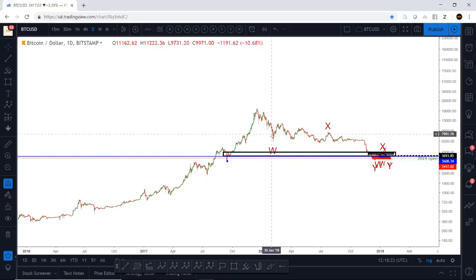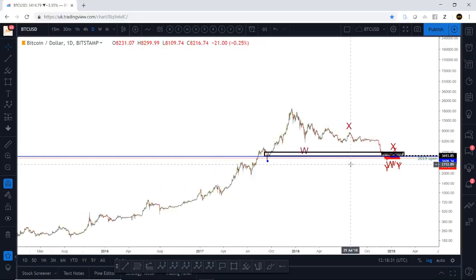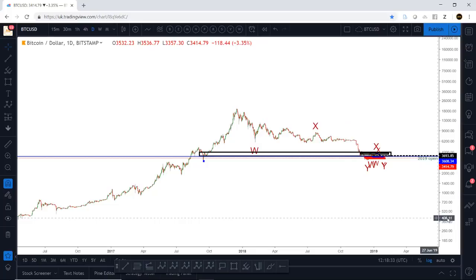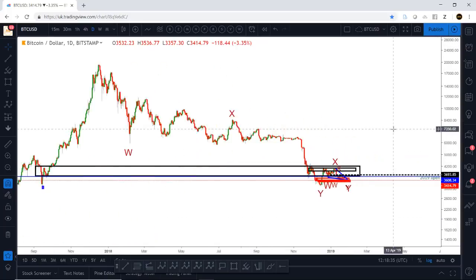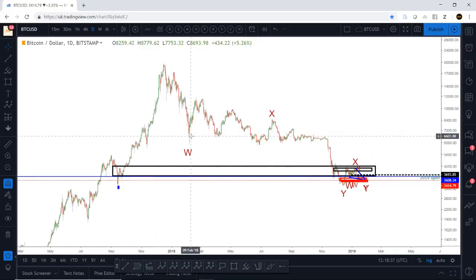So if that's the first part of a correction, and it's 3 waves down, then you have to think about a WXY or a WXYXZ. So far I can actually see the completion of a WXY. So this was our 3 waves down, making the W.